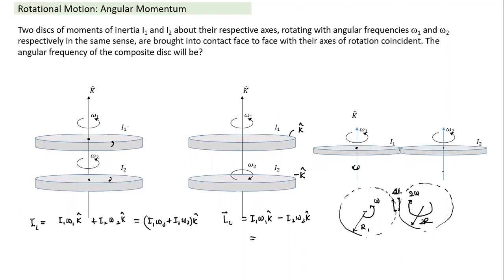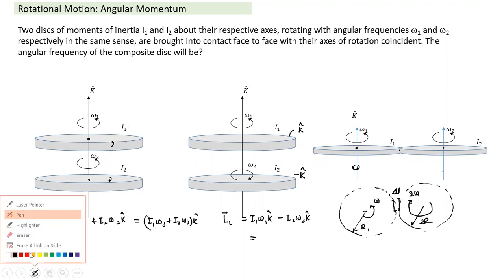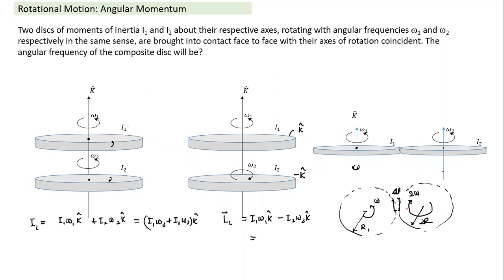This one is moving faster. How would the friction force act on the two of them? Friction force on the right one will act in this direction, and on the left one in this direction. So the faster velocity slows down, and the slower velocity speeds up. So at any instance, this friction force is acting.